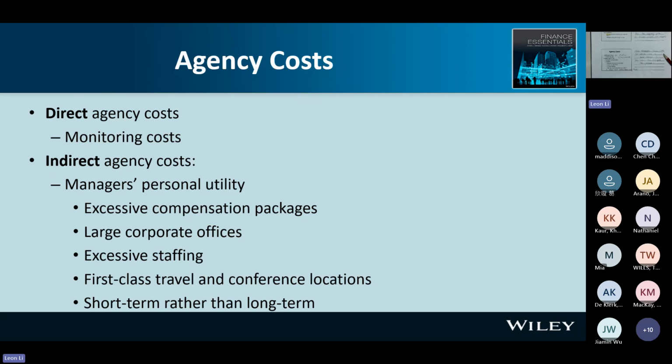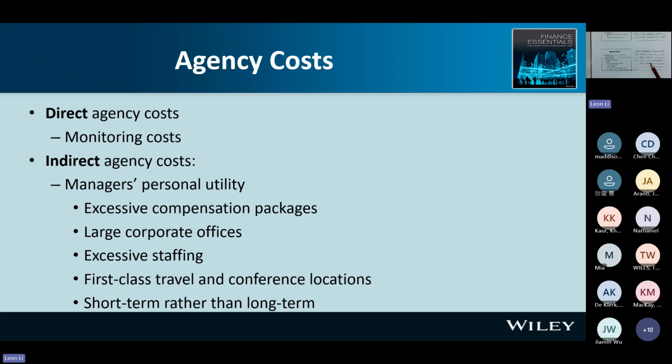In the university, we can also see the agency problem. Students, you are the owners of the university, right? The lecturers, the PVC or vice chancellor, they are the agents. So you can see the agency problem. Which cost is more serious? Indirect agency cost is more serious.